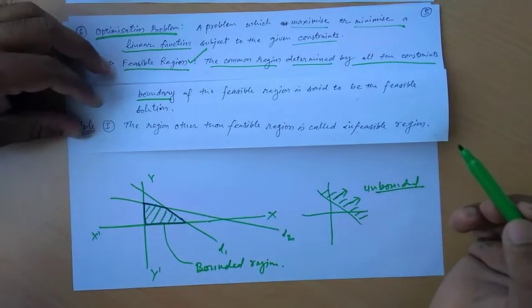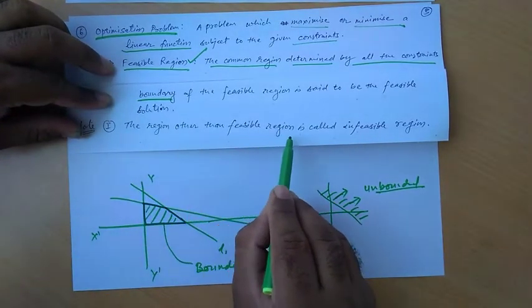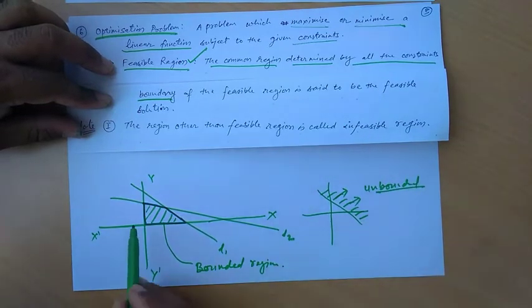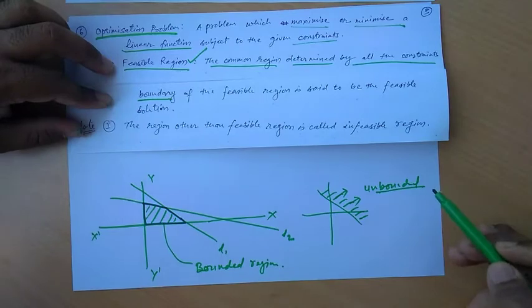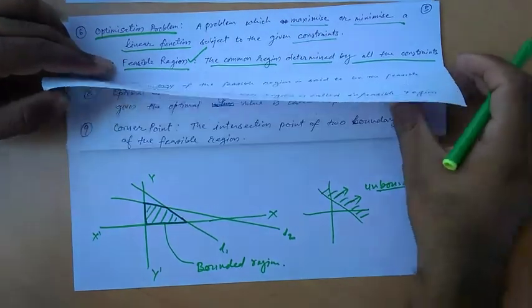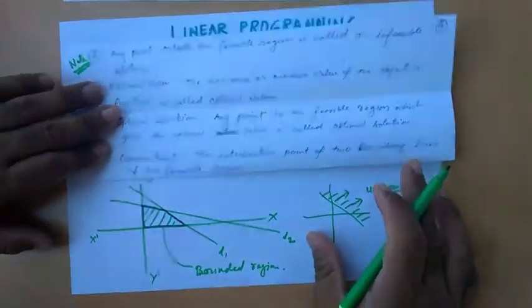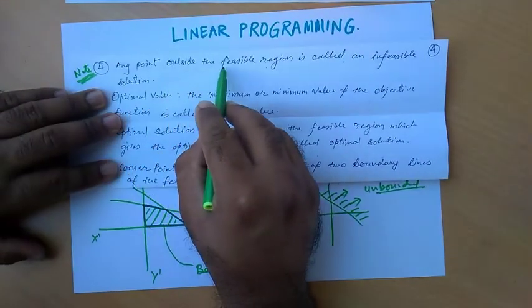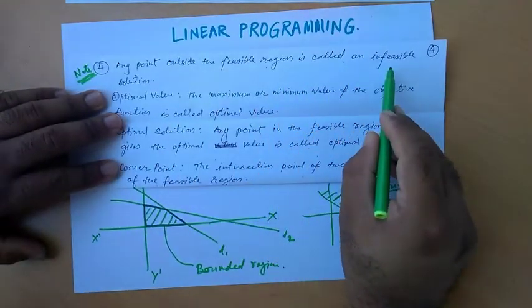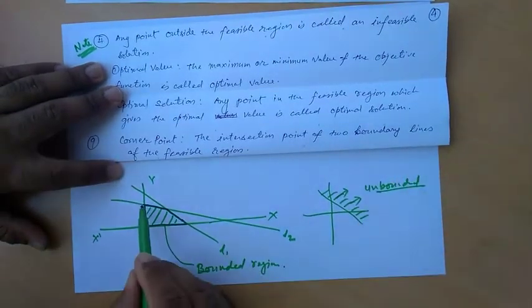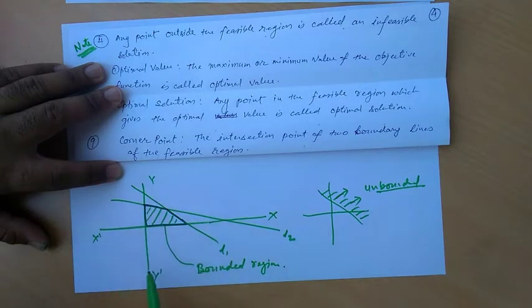And note that first one, the region other than the feasible region is called infeasible region. That means other than this feasible region, all the remaining area or region will be known as infeasible region. And note number 2: any point outside the feasible region is called an infeasible solution. This is the feasible region, we are getting feasible solution. The region other than this is infeasible region, we are having infeasible solution.